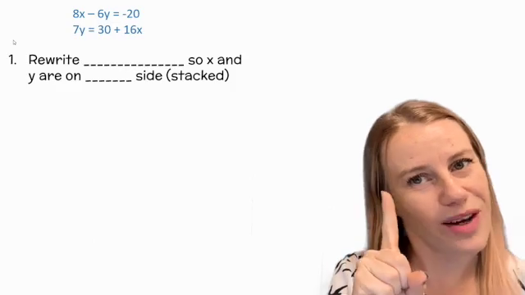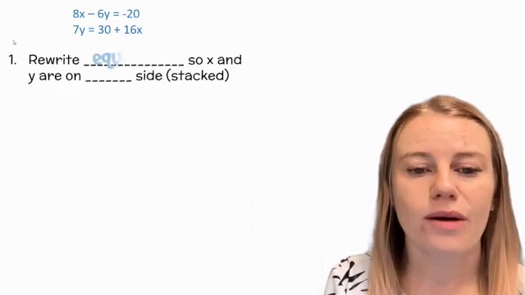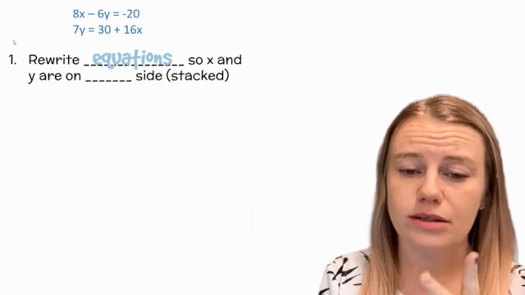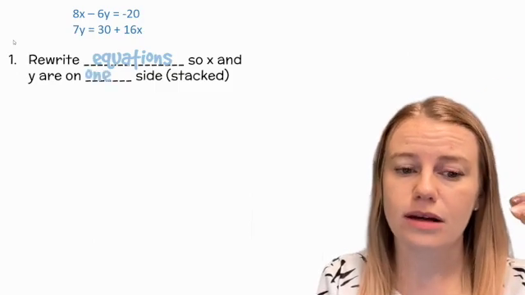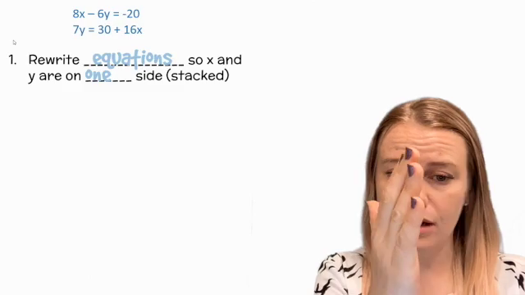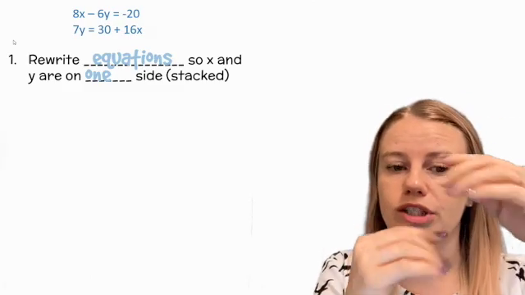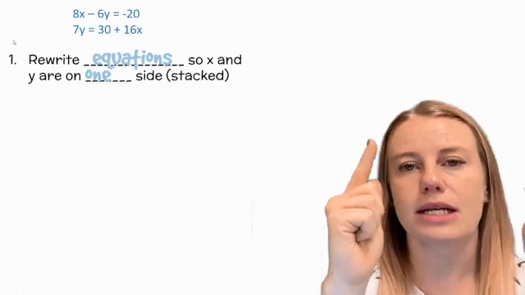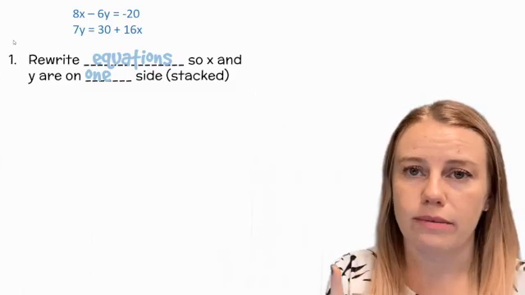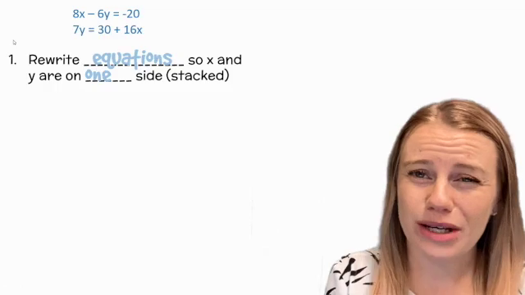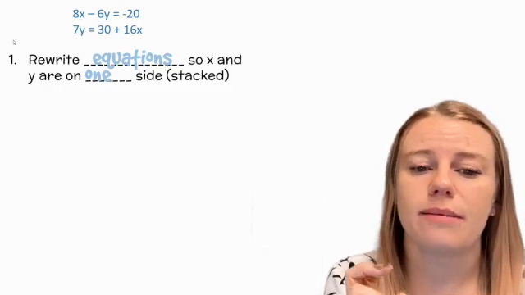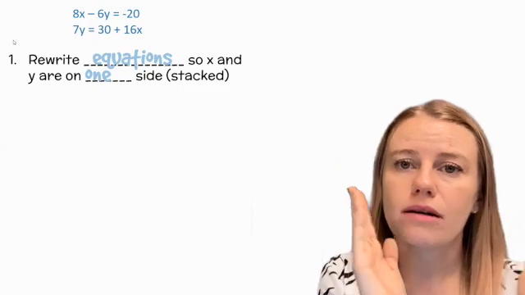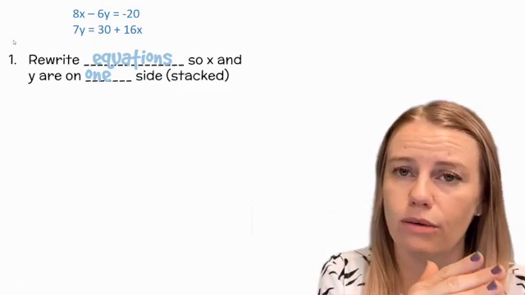So step one is rewrite the equations, both of them, so that the x's and y's are on one side of the equal sign and so that they're stacked on top of each other. So right now you see my top equation up there is 8x minus 6y equals negative 20. So that bottom equation is written 7y equals 30 plus 16x. I want to get the x and the y on the same side for both of my equations.